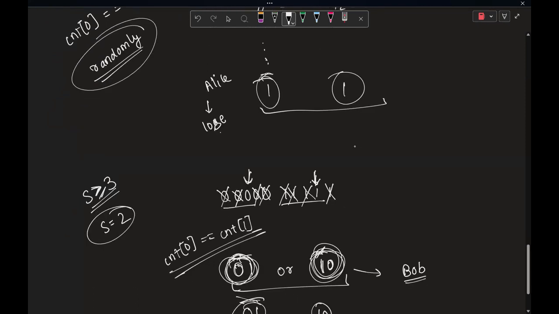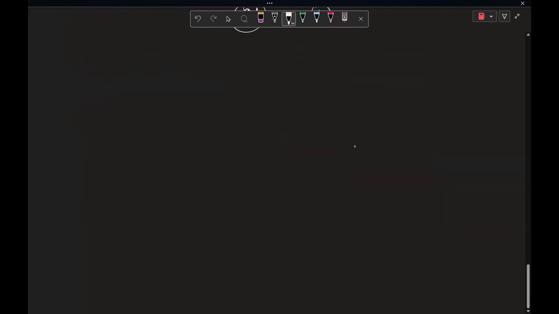If the string is greater than 3 characters, does it really matter which character is removed? Yeah, it does matter. We will see it just now.